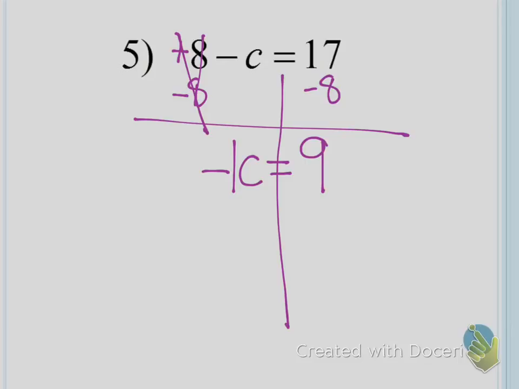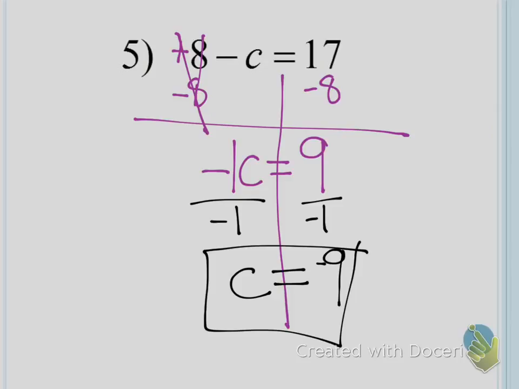Is C by itself? No, it's being multiplied by a negative 1. How do you undo multiplying by negative 1? You divide by negative 1. This is going to give me C equals, what is 9 divided by negative 1? Negative 9. Very good. What questions do you have?